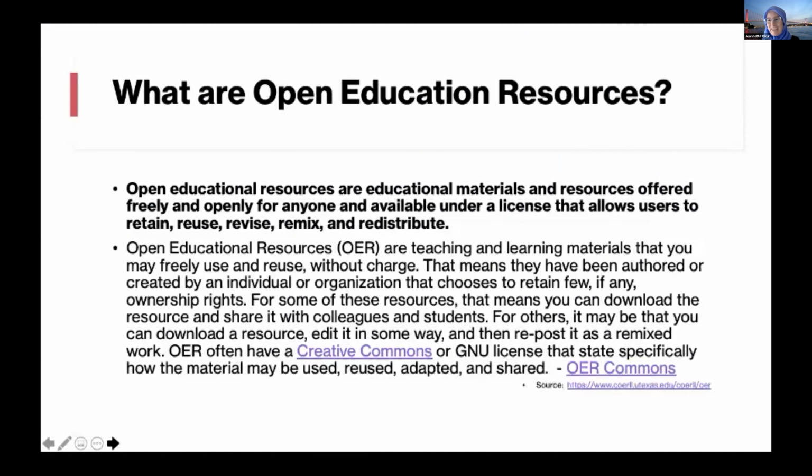Okay, I hope everyone was able to see that. So just to recap, the most important point is here in bold. Open educational resources are educational materials and resources offered freely and openly for anyone. For example, Canvas is great, but Canvas is actually limited to institutions that support Canvas, right? So I'm talking about something bigger. They're open to anyone and available under a license that allows users to retain, reuse, revise, remix, and redistribute again under another open license.